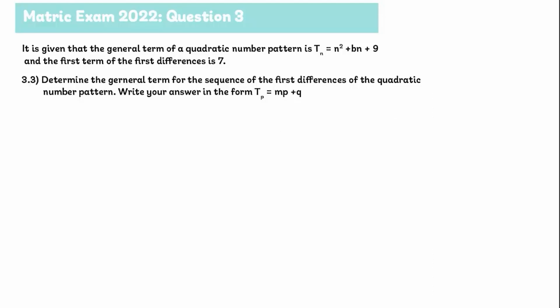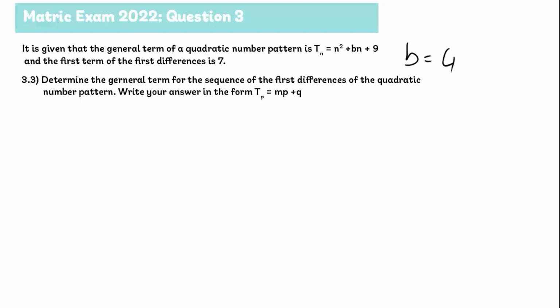We're on to question 3.3. Determine the general term for the sequence of the first differences of the quadratic number pattern. Write your answer in the form of term P is equal to MP plus Q. So the first thing we need to do is get the sequence of the term Tn equal to n squared plus Bn plus 9. In question 3.1, we learned that B is equal to 4.